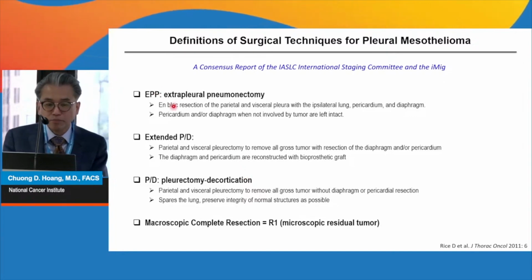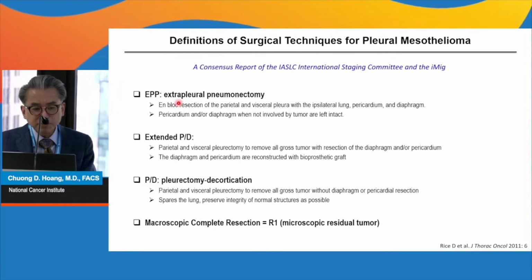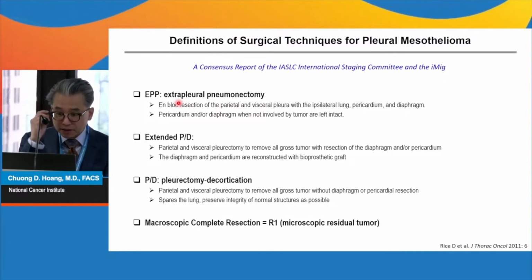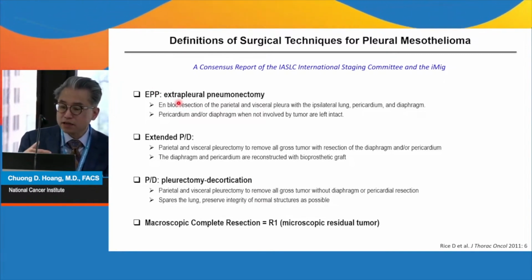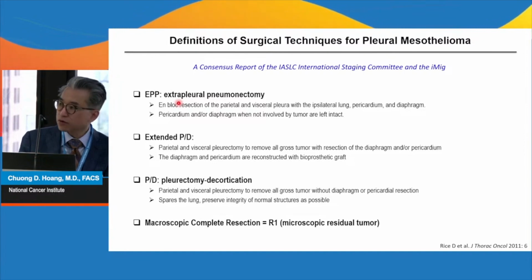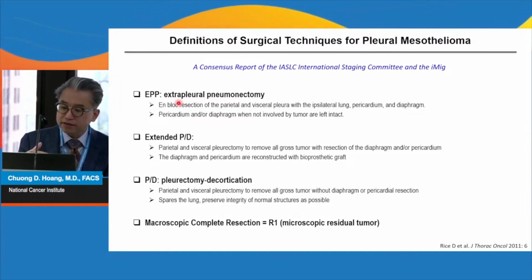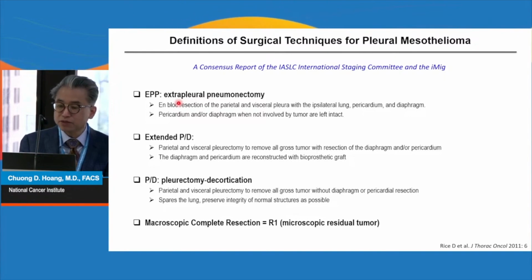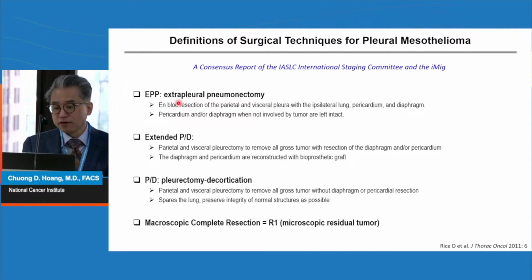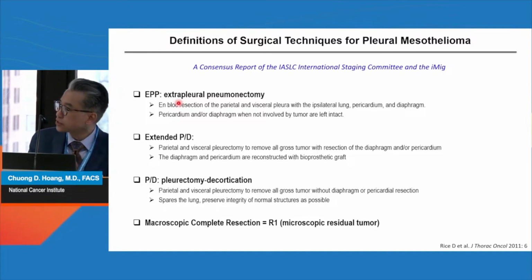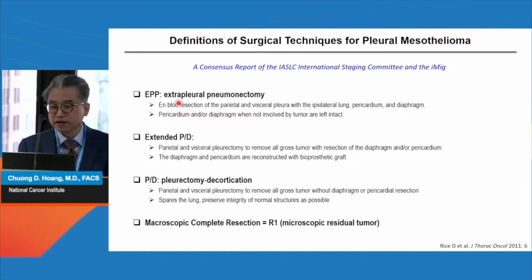And so EPP, extrapleural pneumonectomy, what this entails is removing the entire left or right lung, and at the same time, along with that lung, comes all of the surfaces that are connected to the lung in the chest cavity. And when it includes the heart covering or the pericardium and or the diaphragm muscle, all of these surfaces are included in what is termed an extrapleural pneumonectomy.